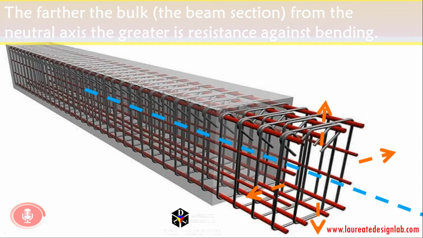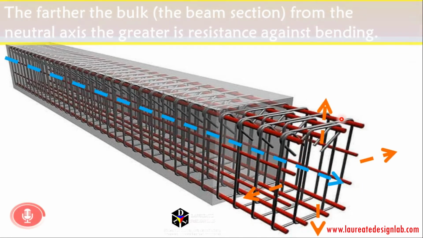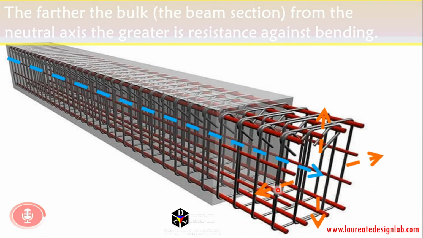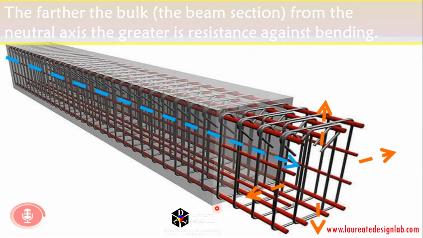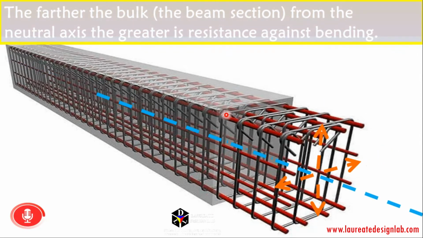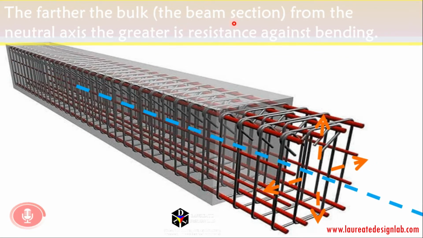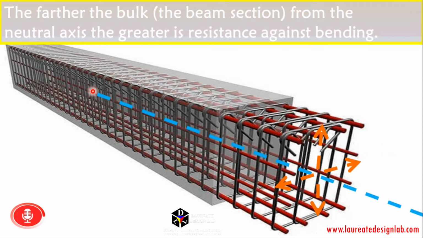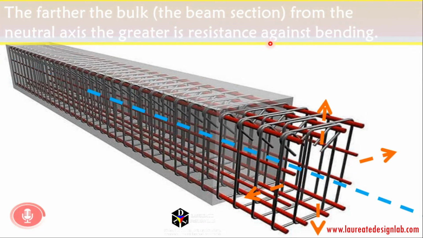Now the point is, the farther the bulk, meaning the beam section. Suppose this is the internal detail of the beam. So overall we have a cover here, and this cover could be around 20-25 mm. So it says the farther the bulk, the beam section, from the neutral axis, and this blue line is indicative of the neutral axis, the greater is the resistance against bending.